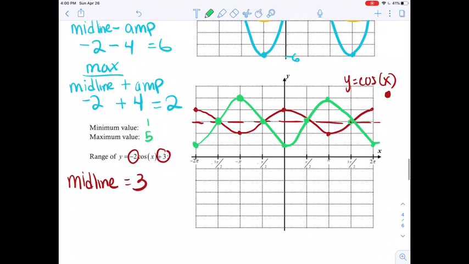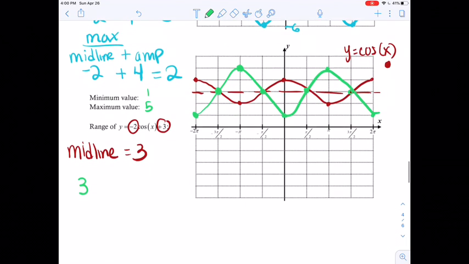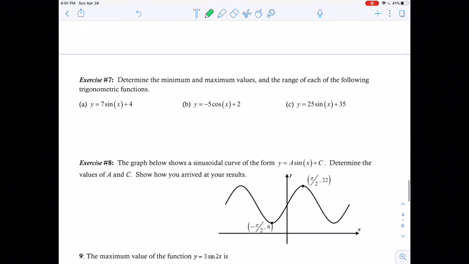If I wanted to use the formulas from above here, the midline was 3 minus the amplitude, which gives you 1. Okay, remember the amplitude's always positive. And if I wanted to find my maximum value, it would be the midline plus the amplitude, which is 5. Great.